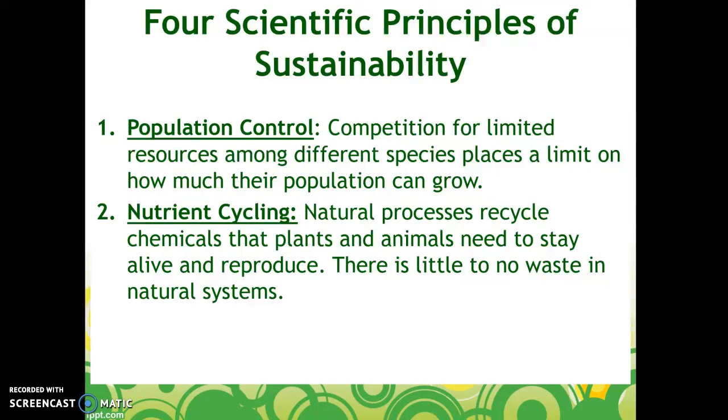And lastly, nutrient cycling, where natural processes recycle chemicals that plants and animals need to stay alive and reproduce. There's little to no waste in natural systems. Again, we're going to talk about this a lot more in depth during our second unit, but things like the carbon cycle, the nitrogen cycle, the hydrologic cycle, or the water cycle. Our water is continuously recycled and cleaned so we can reuse it over and over, and very little is wasted.